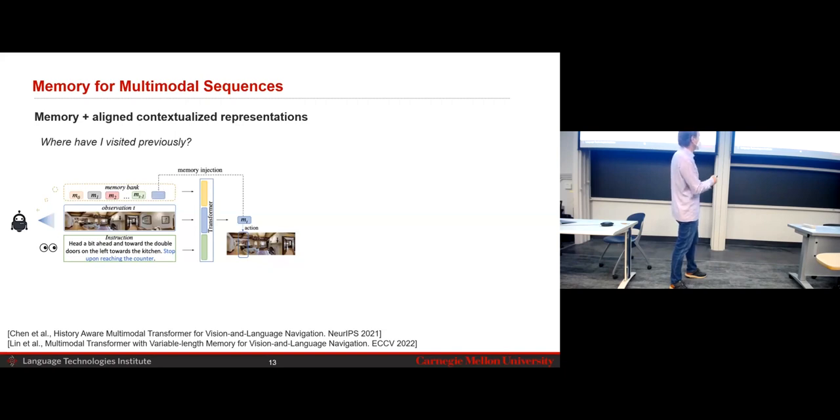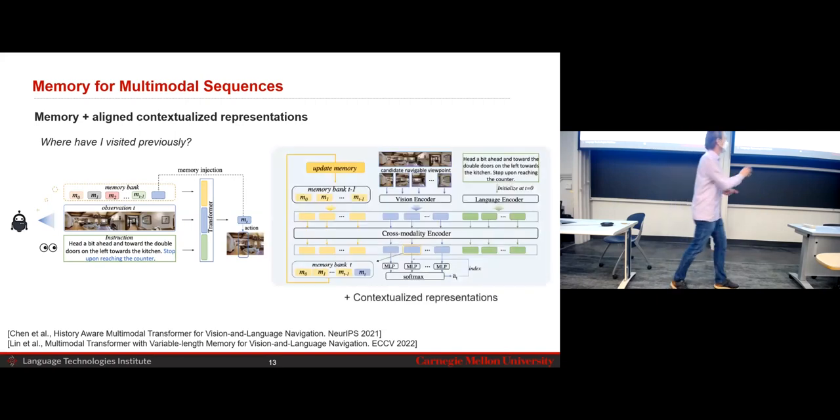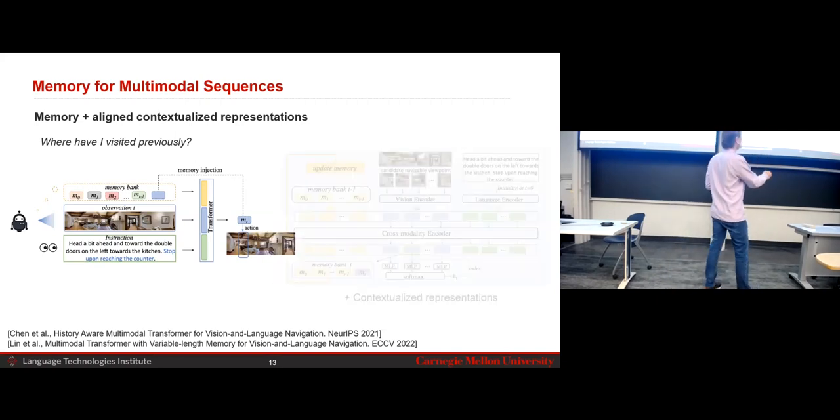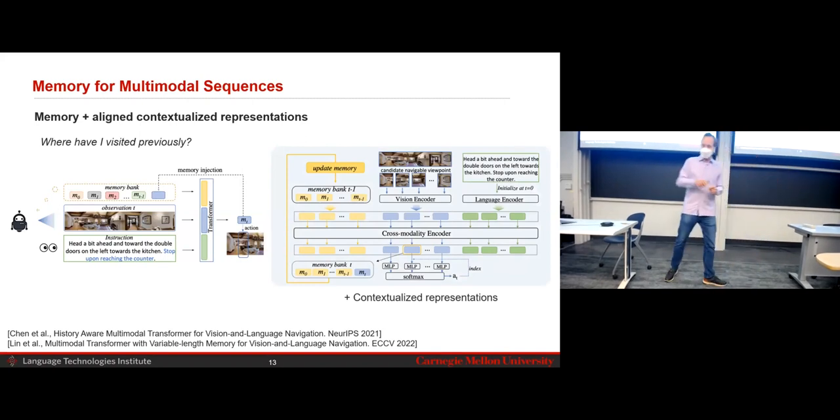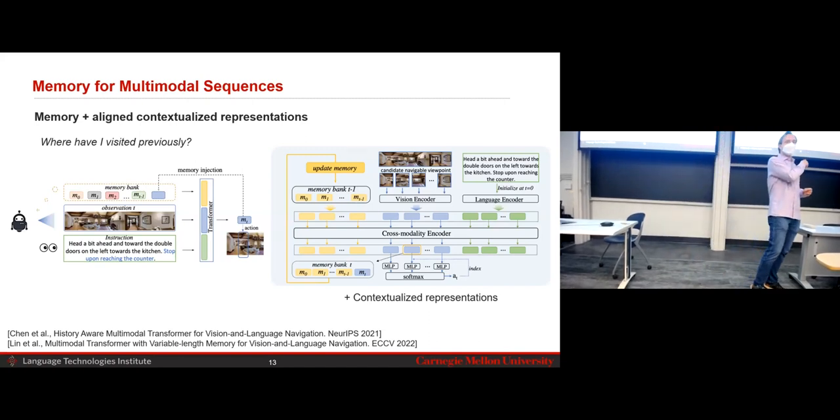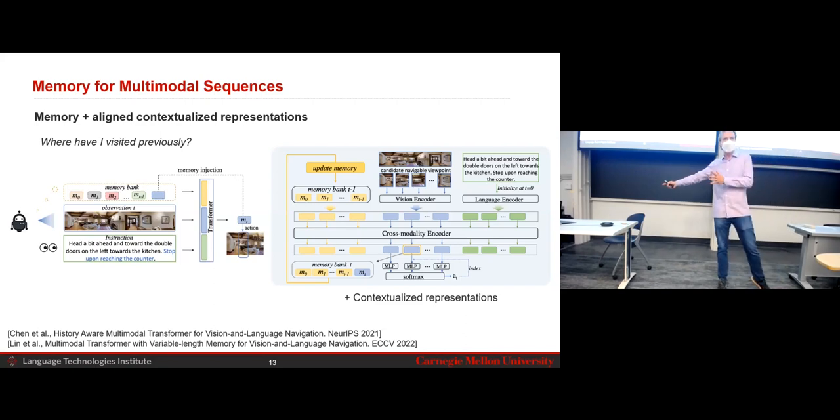But the interesting part was to go back and do that injection. I don't want to go into details of how they exactly implemented it, but you mostly have this recurrent aspect. I'm going to show this kind of recurrent transformer in a little bit more detail in the next section, so it's almost a preview. But here, the idea is the memory.